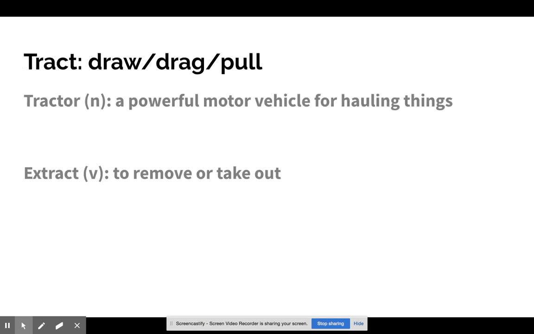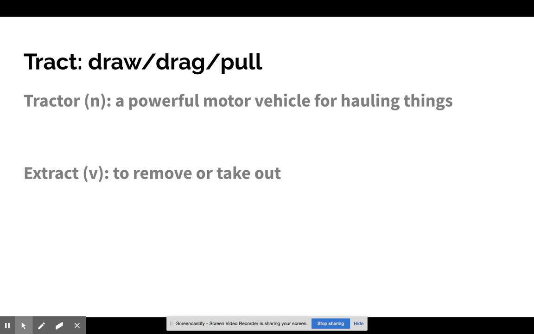Next is tract, which means draw, drag, or pull. And I chose tractor and extract. So tractor is a powerful motor vehicle for hauling things. You guys, I'm sure, are all familiar with what a tractor is. And it's called that literally because it was designed to pull big things, trailers and things like that, machinery on a farm, that kind of thing. It's a big piece of equipment with a powerful engine, so it can actually draw or drag or pull because that's what it does.